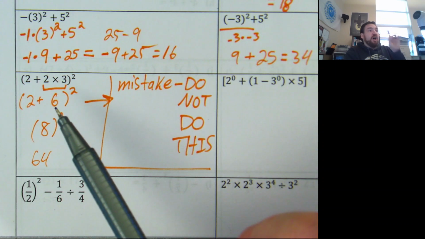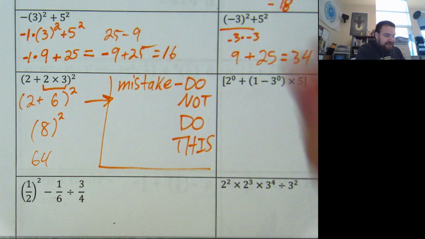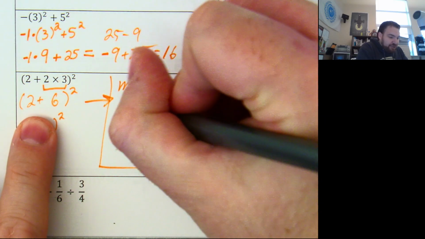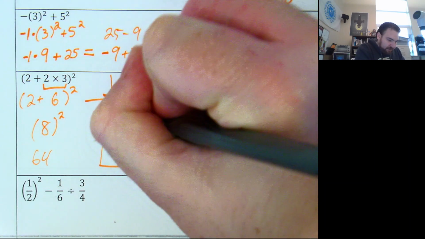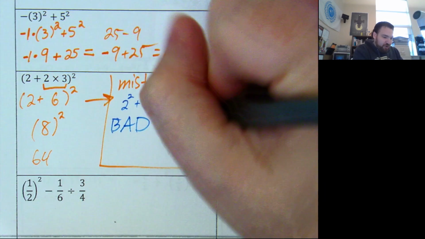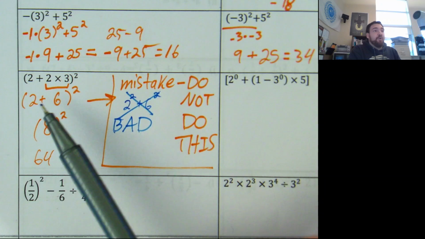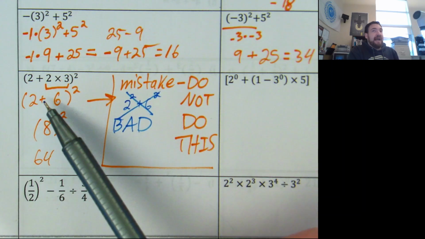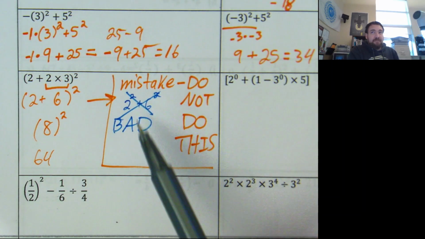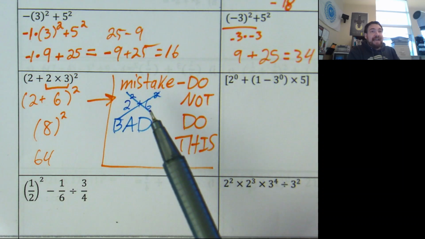Remember, the exponent law only exists when you're multiplying inside the brackets. But students try to do this when we're adding. Students will say, this is 2 squared plus 6 squared. This is bad. This is wrong. Do not do this. The exponent laws only hold when you're multiplying, and we're not multiplying here, we're adding. Be really careful to avoid that kind of mistake.